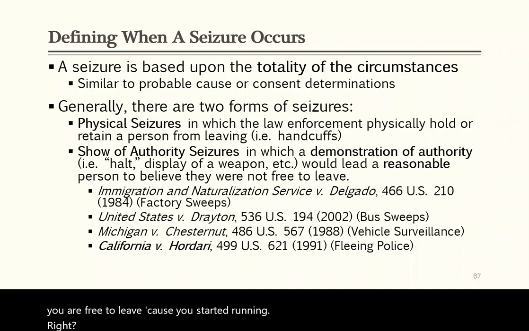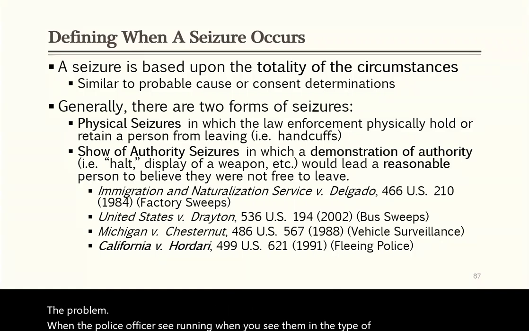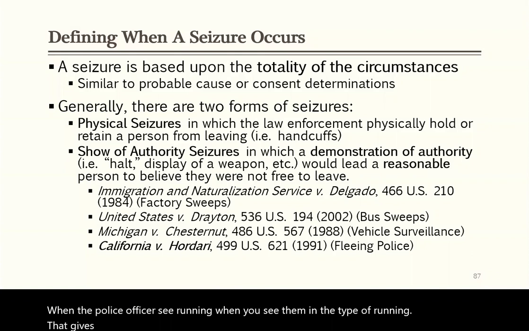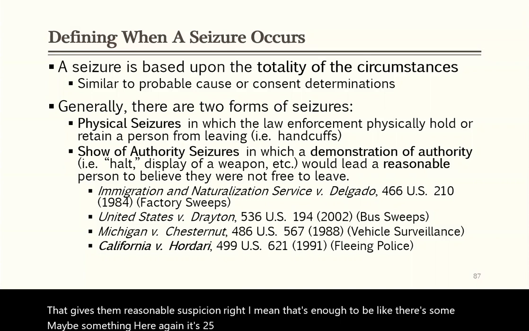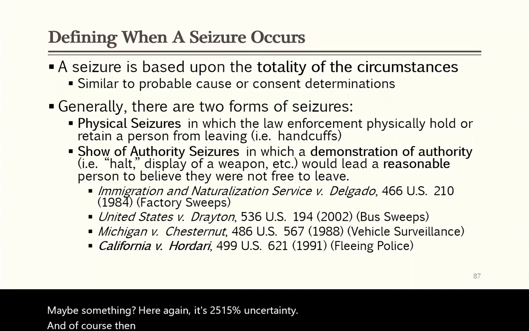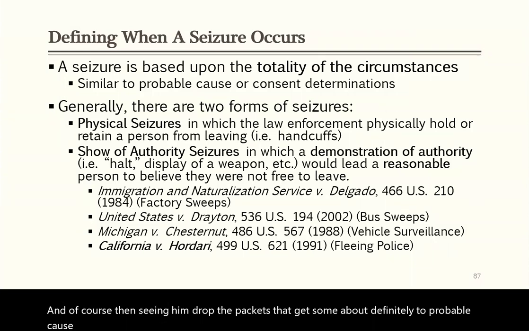The problem is when the police officers see you, and when you see them you take off running, that gives them reasonable suspicion. Right? I mean, that's enough to be like, yeah, there's maybe something here. Again, it's 25-15% uncertainty. And of course, then seeing him drop the packets, that gets some of them definitely up to probable cause, right?